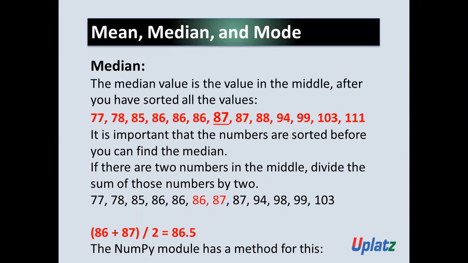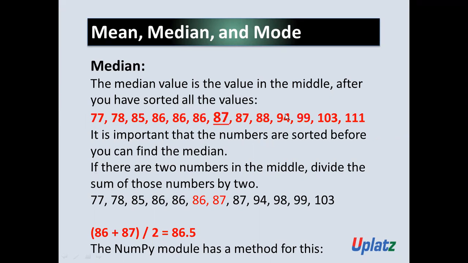Okay, so what is the median? See here. The median value is the value in the middle after you have sorted all the values. Is it simple? Sort all the values in ascending order, and the median value is nothing but the value in the middle. For example, let's suppose I have a set of values: 1, 2, 3, 4, 5, 6, 7, 8, 9, 10, 11, 12, 13. All these values are sorted in ascending order.